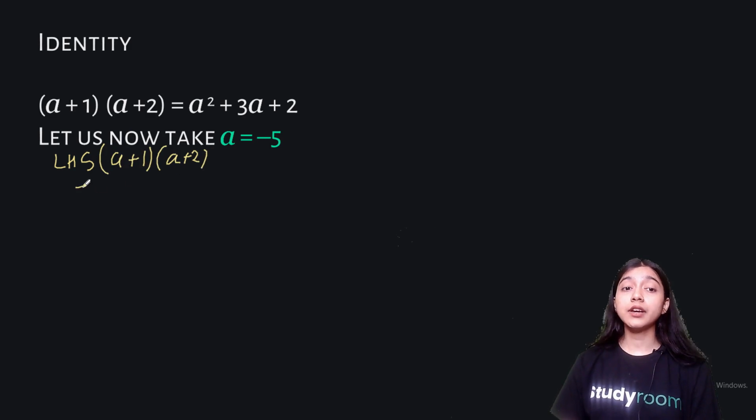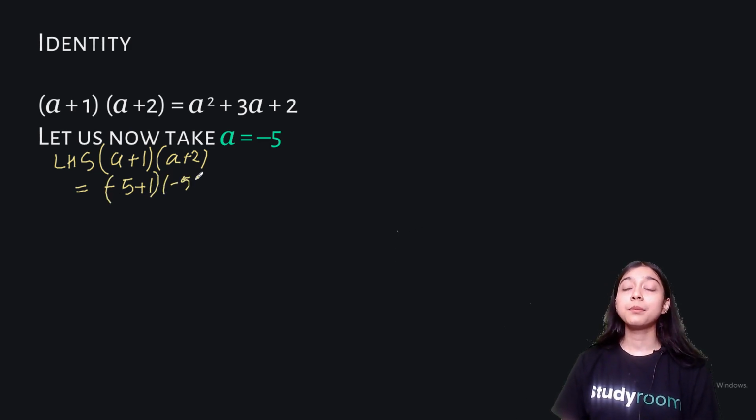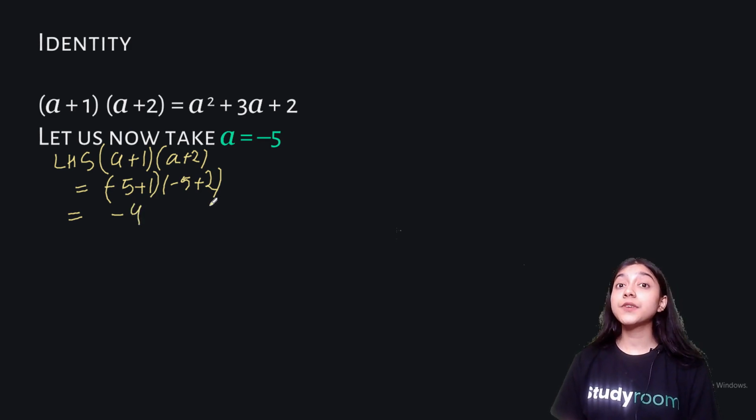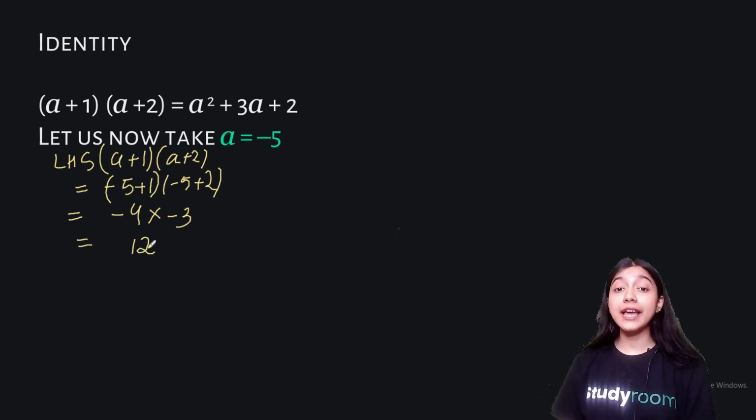Now over here in place of a, if I put minus 5, I'll have minus 5 plus 1, and then I'll have minus 5 plus 2. Now minus 5 plus 1 gives us minus 4, and minus 5 plus 2 gives us minus 3. So minus 4 is multiplied with minus 3, which ultimately will give us, minus into minus gives us plus, and 4 into 3 gives us 12. So the answer on the LHS side is 12.